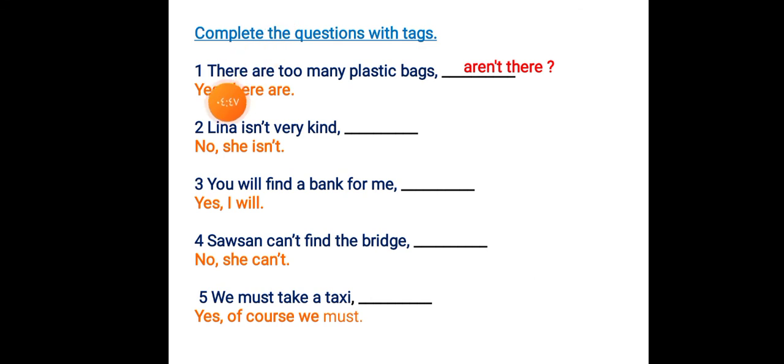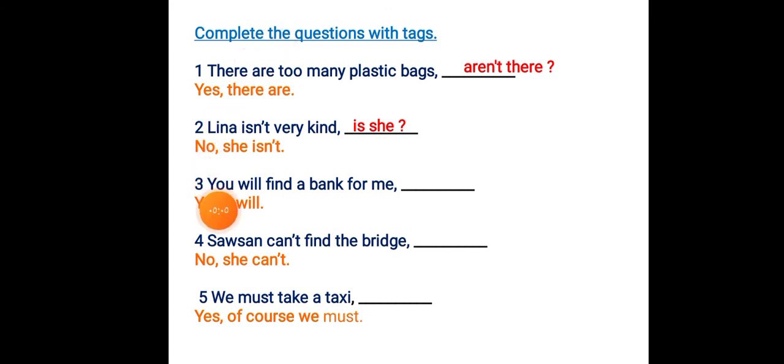Number 2. Lena isn't very kind. This sentence is negative. هذه جملة منفية. Lena isn't. When we want to form the question tag, عند تكوين السؤال المذيل, it becomes positive. Is she? And the answer here, no, she isn't.